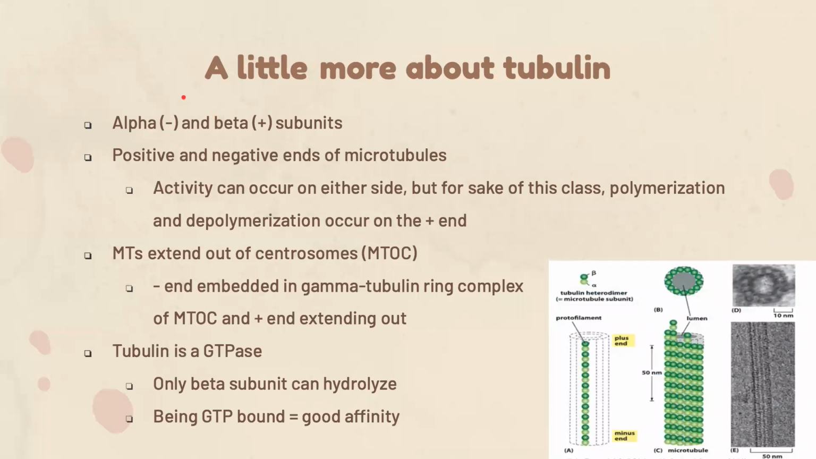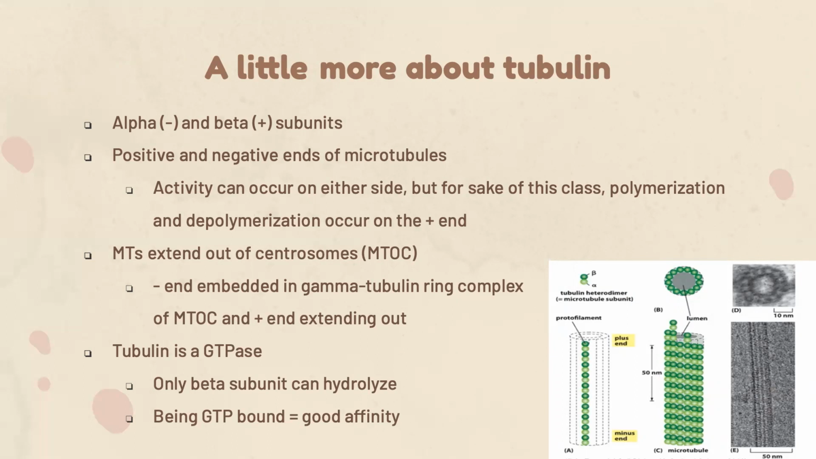So again, a little bit more about tubulin. As I said before, they're made up of 2 monomers. You have your alpha monomer and then you have your beta monomer. The alpha is the negative one, and then the beta is the positive subunit. It's not related to charge. It's more related to, you have your plus end of the microtubule and then you have your minus end of the microtubule. So your plus end is where most of the activity, polymerization or depolymerization, is occurring.